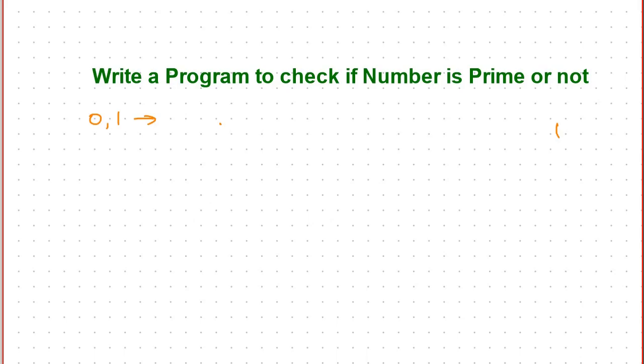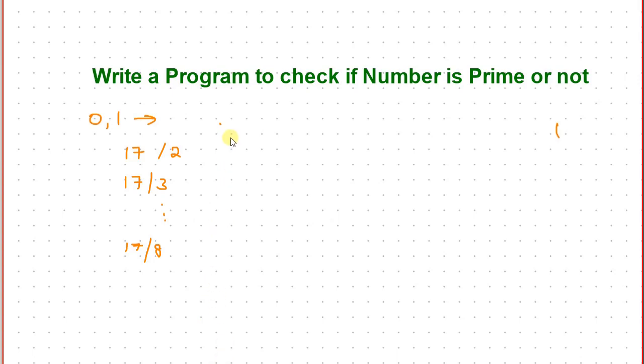Suppose the given number was 17. If the number is 17, you have to start dividing 17 by numbers from 2. So 17 by 2, 17 by 3, etc. You don't really have to go up to 17. Actually, you can just go halfway. 17 by 2 will be 8.5, so you need to go only until 8. That will be sufficient.